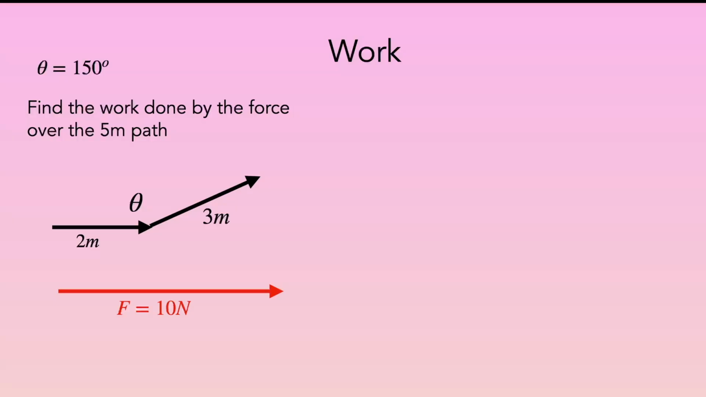So now, that angle is 150 degrees shown there, and we want to find the work done by the force over the 5-meter path. Well, we can break this up into chunks. The first chunk, they're in the same direction. So F d, 10 times 2, times the cosine of 0 degrees. And then the second chunk is going to be 10 times 3 times the cosine of, there's actually a 30-degree angle between the force and that 3-meter vector. So when we do that, we end up with 45.98 joules.